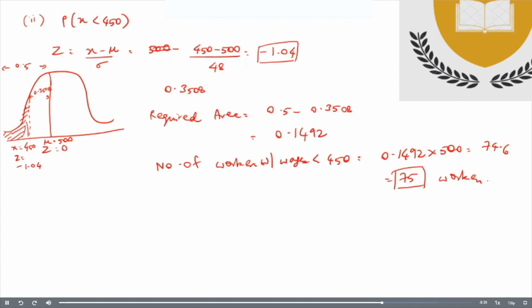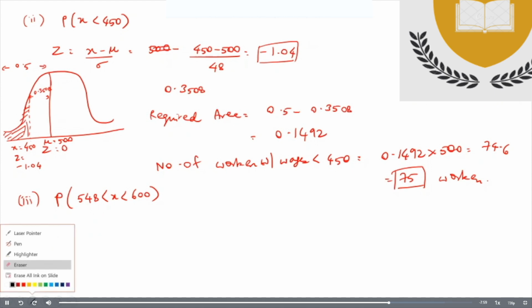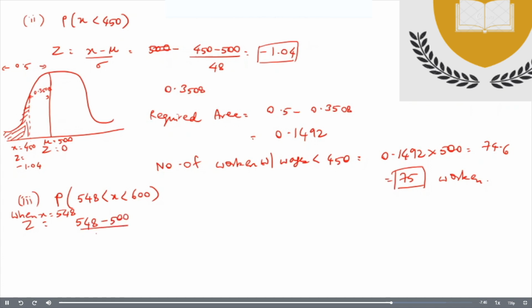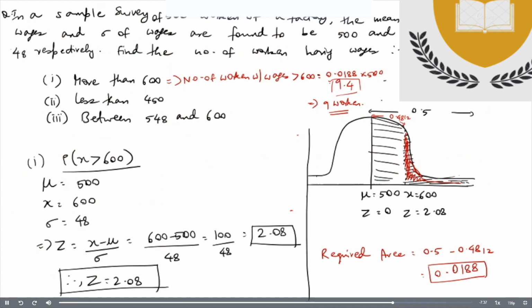The next is between 548 and 600. This means P of 548 less than x less than 600. Okay, so for this let me again find the z value. I will have two z values here. The first one uses x as 548. When x is 548, z is equal to 548 minus 500 by 48, which is 48 by 48, which is 1. And when x is 600, we have already done this, z will be equal to 2.08.